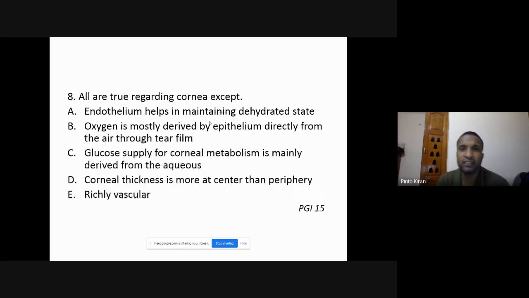Next, all are true regarding the cornea except: endothelium helps in maintaining the dehydrated state; oxygen is mostly derived by the epithelium directly from the air through the tear film; glucose supply for the corneal metabolism is mainly derived from the aqueous; corneal thickness is more at the center than the periphery and richly vascular. This question was asked in PGI 2015. So, what is the answer?